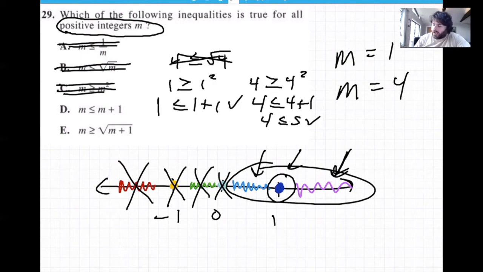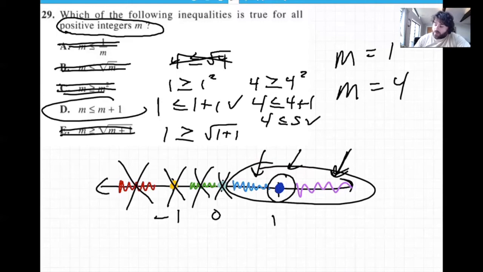Now, if I tried E, actually, E wouldn't work for 1. 1 is not greater than or equal to the square root of 1 plus 1. So E doesn't work for 1, so E's out. Therefore, D is our correct answer. These are kind of weird when they say, for all m, which of the following is true. But anyway, this is how you work that problem.